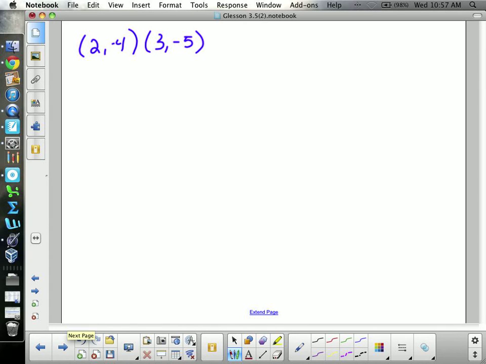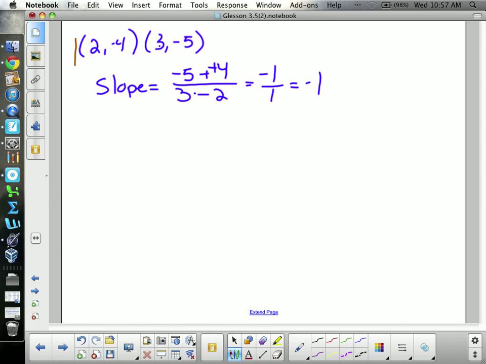Okay, again, I have a point. We have to find the slope. So y2 minus y1 over x2 minus x1. Negative 5 plus 4 is negative 1. 3 minus 2 is 1, so that slope is negative 1. Then I pick a point. Which one do you want to use? The 2, negative 4, the 3, negative 5? It doesn't matter which one. Okay. Just pick it.